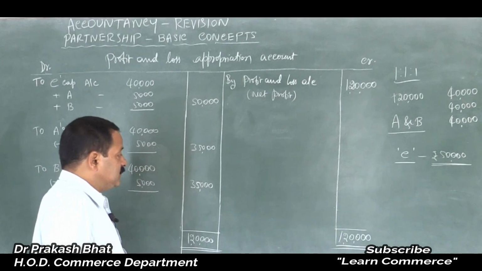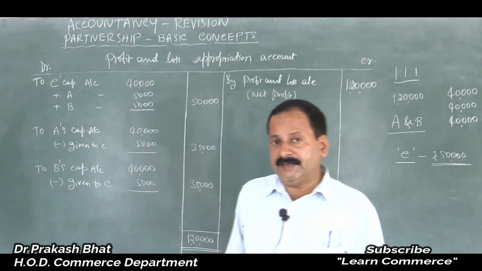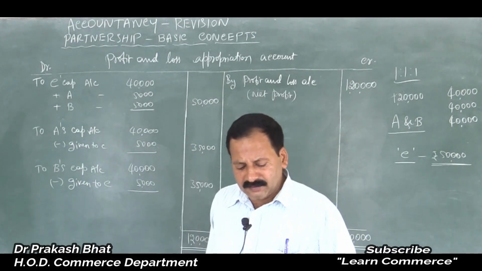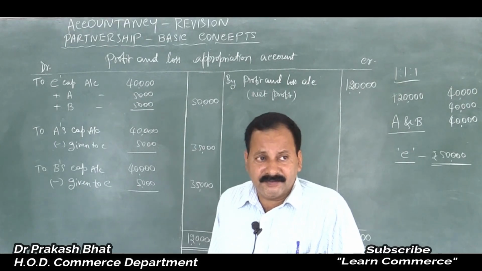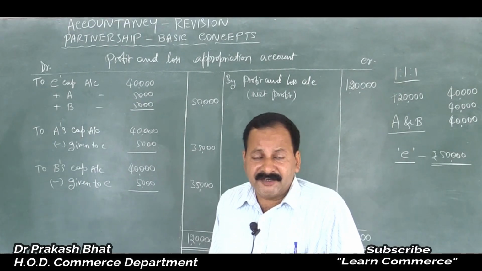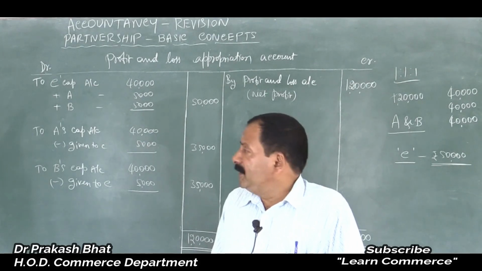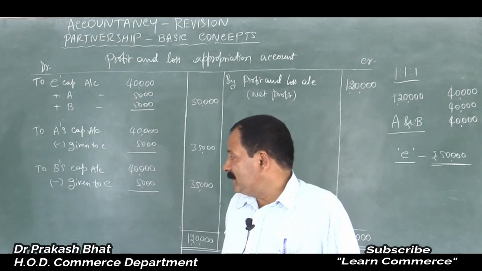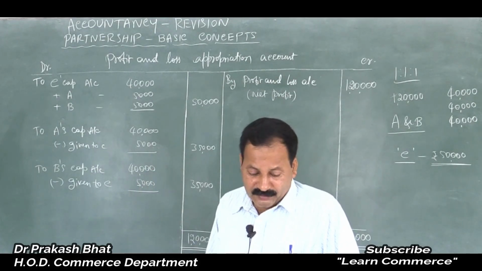And the last one is guarantee of profit to a partner. When profits are guaranteed, isn't it? We will give a guarantee to one of the partners, and that much amount is guaranteed to him. The shortage amount should be borne by the continuing partners in the profit sharing ratio. That is what we will do here. This is about the partnership basic concepts in brief.